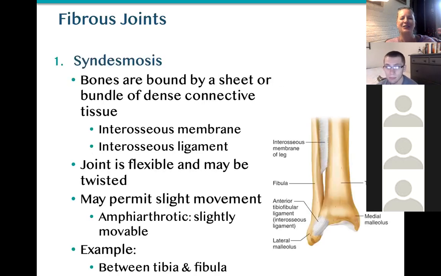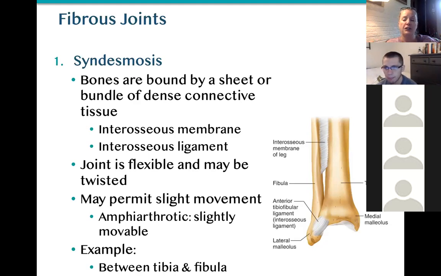All right. So your syndesmosis is going to be bones that are bound by a sheet of dense connective tissue. And these will be like your radius and your ulna held together, or your tibia and your fibula held together. And they're held together in a compartment by having a dense fibrous tissue running between the 2 bones. So the bones do not move separately away from each other. Now the joint is a little bit flexible.